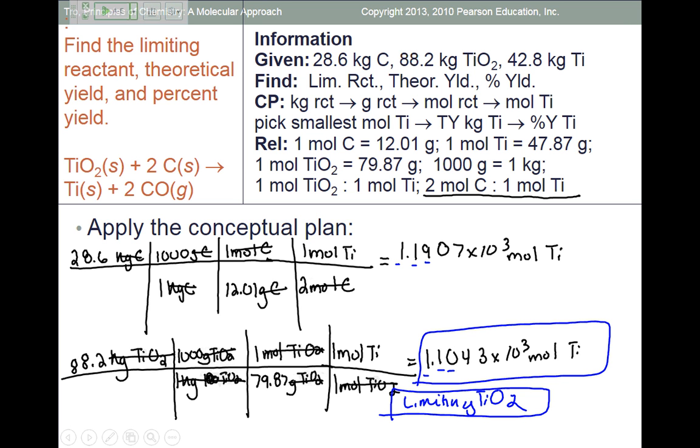It's very common that students want to say carbon's limiting, the one that gives you the most moles. But remember, once you run out, you cannot form any more product. That's why our limiting reagent is the one that will predict the least amount of product. If we want more product, then we need more carbon.